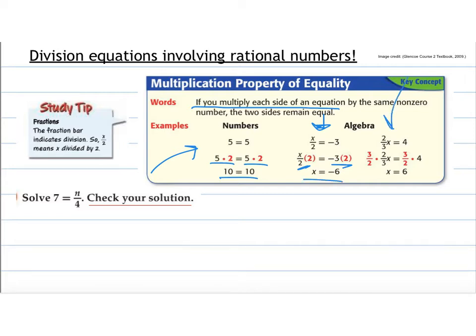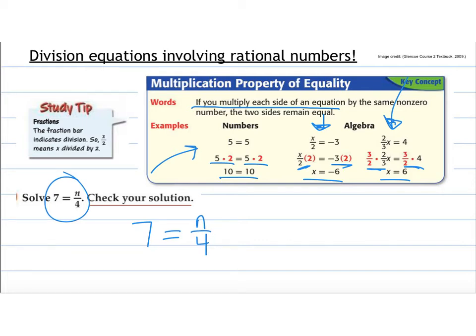And then here is kind of what we talked about in our first slide. We're multiplying by the reciprocal on both sides, so we get our answer. All right, so 7 equals n over 4. Write this down. Let's rewrite it: 7 equals n over 4.